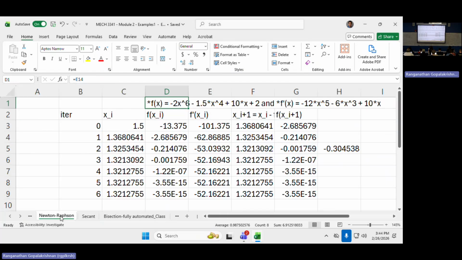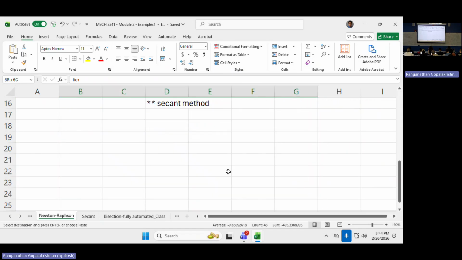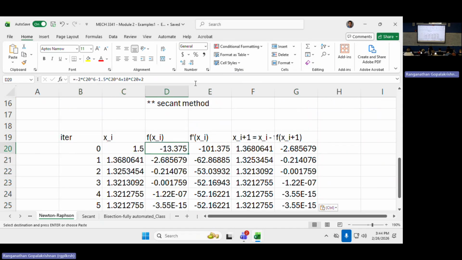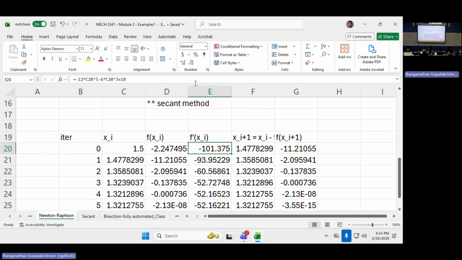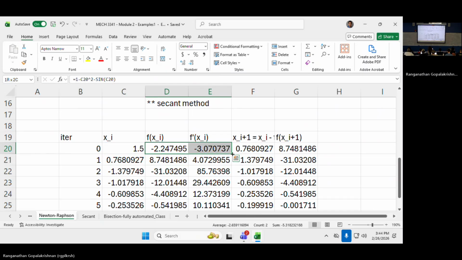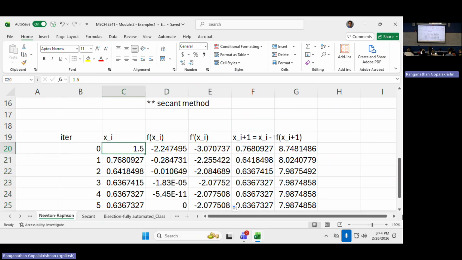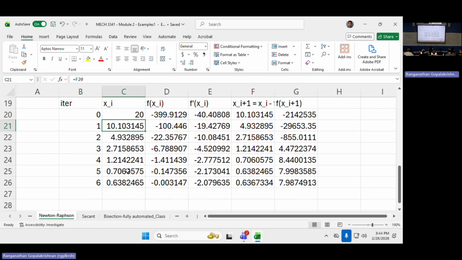Same thing about Newton-Raphson. So I have here the template. I can just copy this and paste it over here, and I have to update the function. So what is my function? 1 minus x squared minus sine of x, and my derivative is minus 2x minus cosine of x. So I gave a guess of 1.5. I got the answer. I can give a guess of 20. I'll still get the answer.